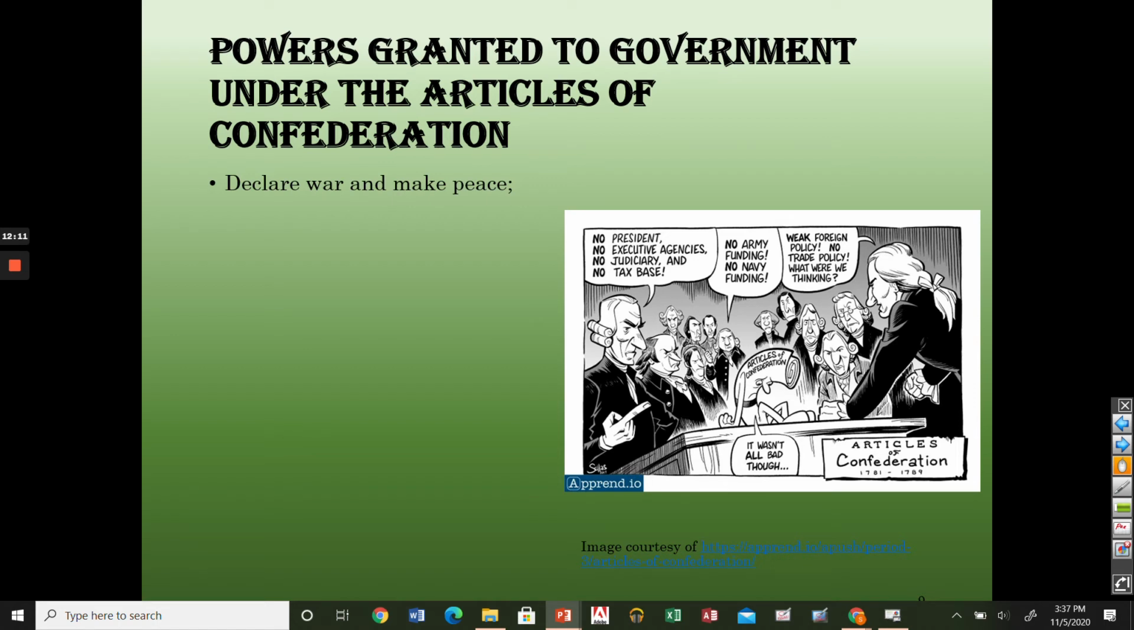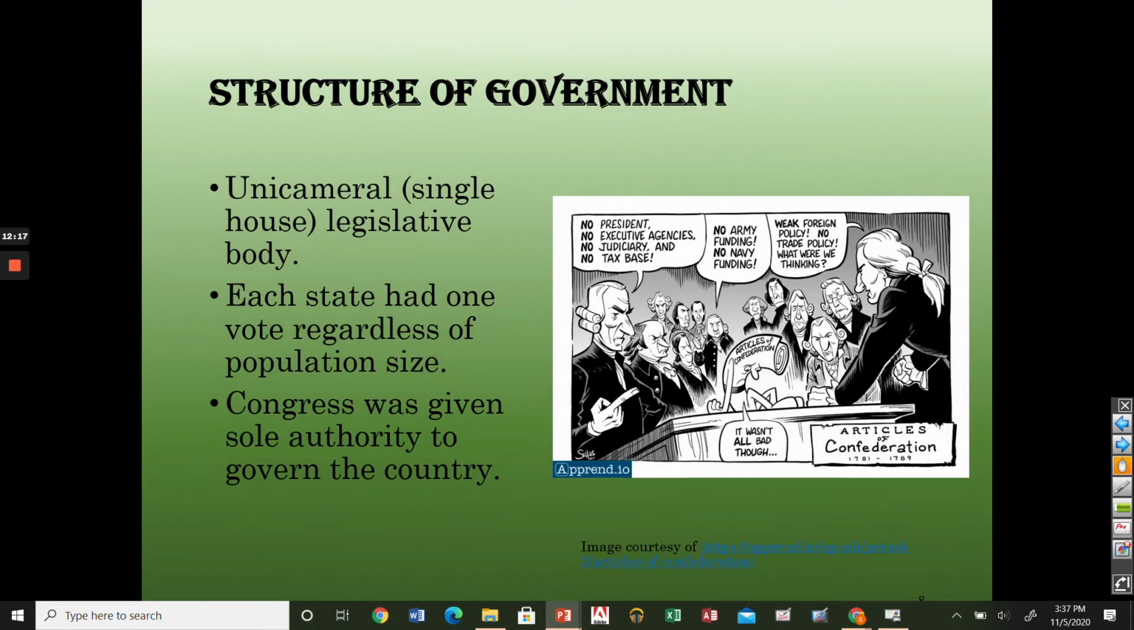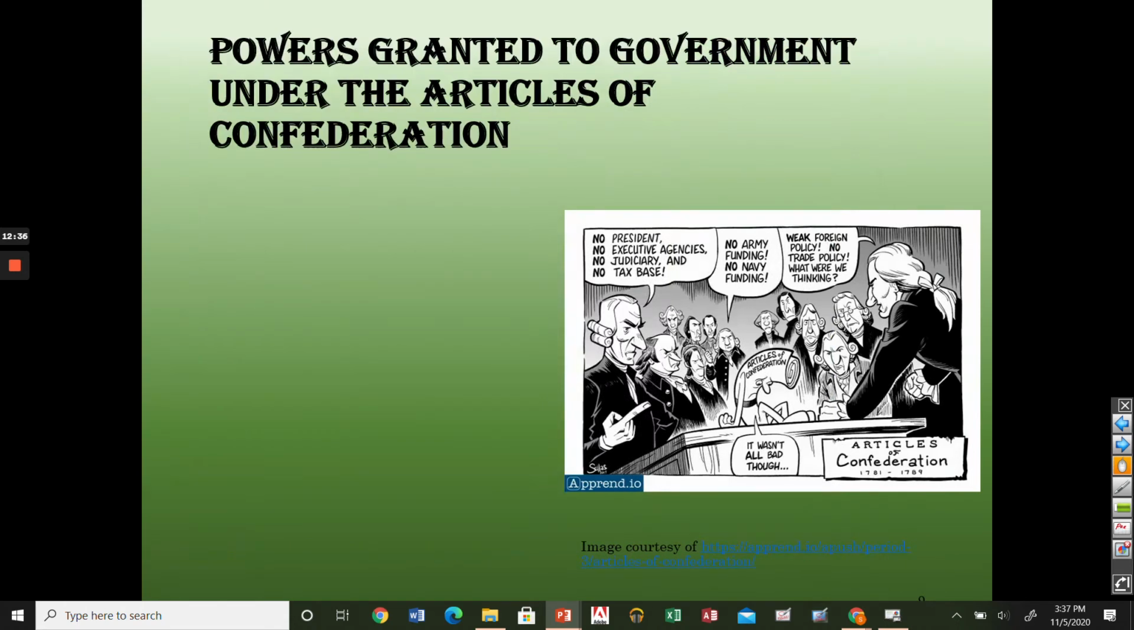So, what could Congress do? Well, first of all, before I get into all the things Congress could do, look at what I left out on this slide. Congress is given sole authority to govern the country. Notice, and we'll talk about this in more detail in a minute, I did not mention any sort of executive. No president, certainly no king, but there's no executive. I didn't even mention a judicial branch. That's going to come into play in a minute. I'll explain later. But what could Congress do?